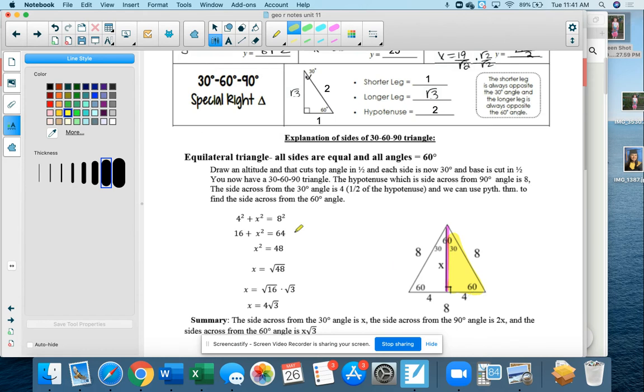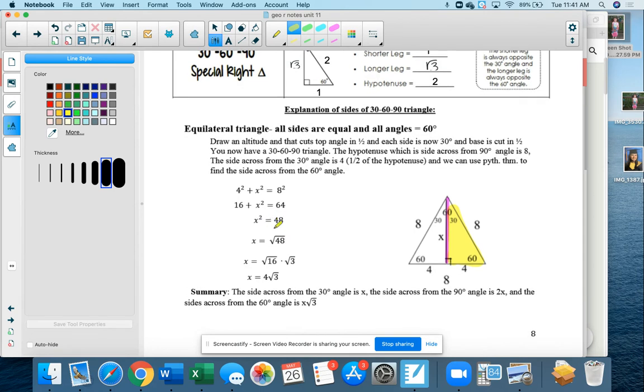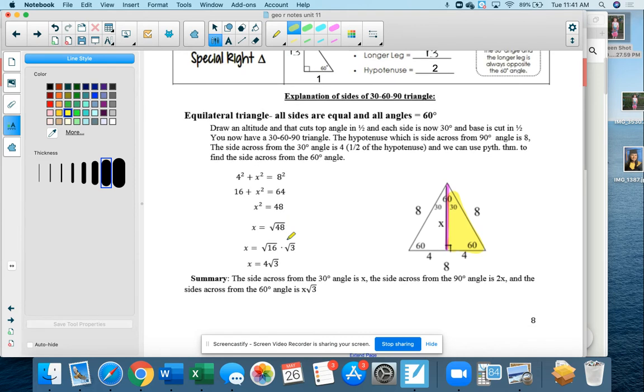And then I can do the Pythagorean theorem, which I did over here. 4 squared plus x squared equals 8 squared. 4 squared is 16. 16 plus x squared equals 64. I subtract 16 from 64 and I get 48. So x squared equals 48. To solve for x, I need to take the square root of 48. So x is the square root of 48. And then we just worked on simplifying radicals before. Radical 48 breaks down to radical 16 times radical 3. I write the perfect square first. Radical 16 is 4. So then I can see that this side right here is 4 radical 3.